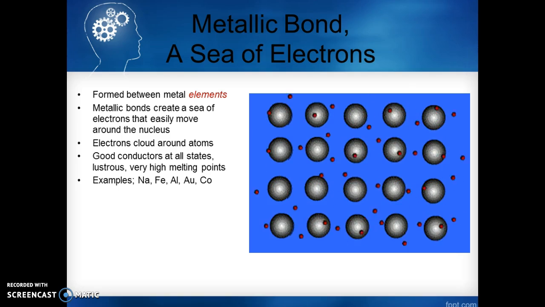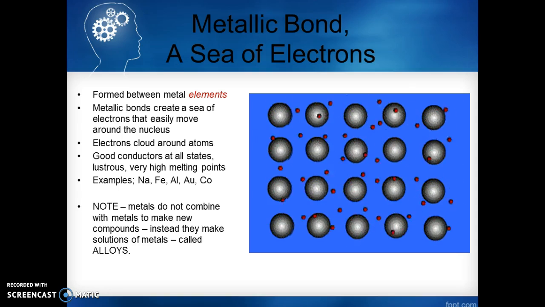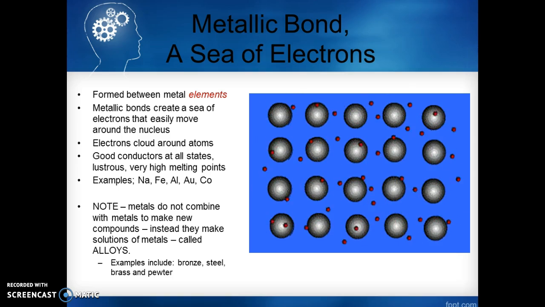Examples of metal, we have sodium, iron, aluminum, gold, and cobalt. Anything kind of in the middle of that periodic table all the way to the left. Now note, metals do not combine with metals to make new compounds. Instead, they make solutions of metals, and these solutions are called alloys. And you've probably heard of some of these alloys: bronze, steel, brass and pewter, for example.